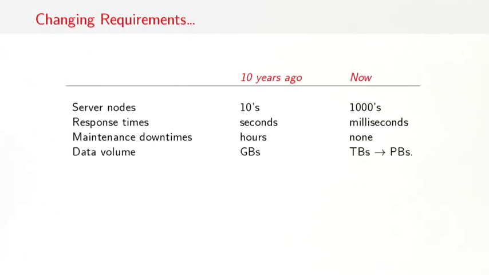Ten years ago, typical large installations would have tens of servers. Response times would be measured in seconds. There would be maintenance downtimes, a couple of hours per month, say, and data volume would be measured in gigabytes. Nowadays, a large server installation or cloud installation would have thousands of nodes. Users expect sub-second response times, in the milliseconds. There should be no maintenance downtime. Systems should be available 24/7. And our data volume has easily reached the terabytes and is going into the petabytes.